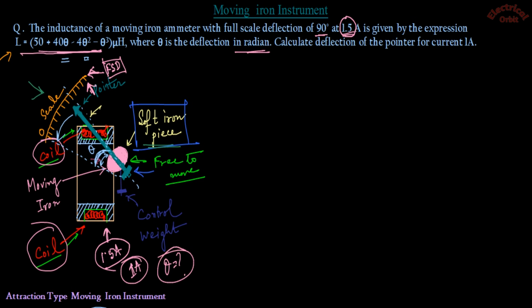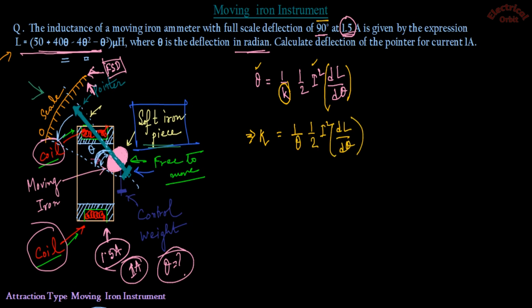So from the equation we have learned, theta is equal to 1 by k into half I square dL d theta. Here, I is equal to 1.5 ampere, we know it. We can calculate the value of dL d theta. We know the initial deflection of the pointer, that is 90 degree. What we don't know is the value of k. So first determine the value of K from this equation. So K is equal to 1 by theta into half into this expression.